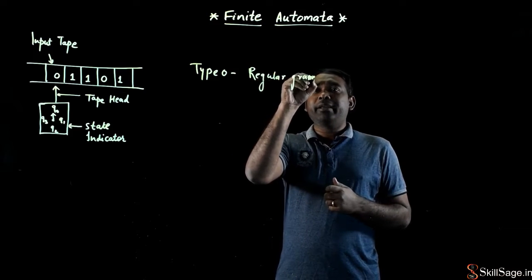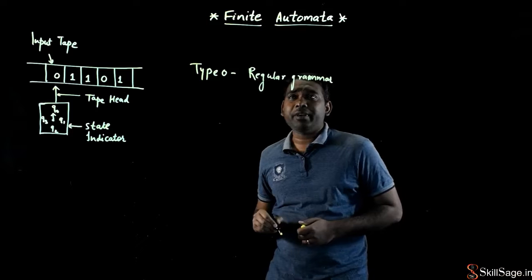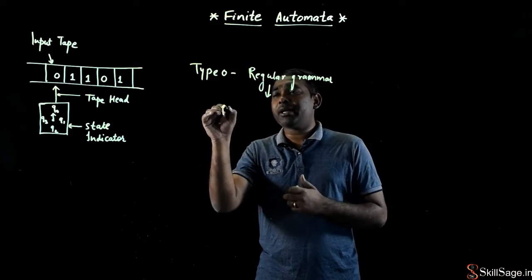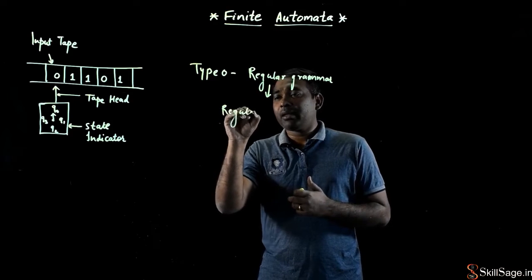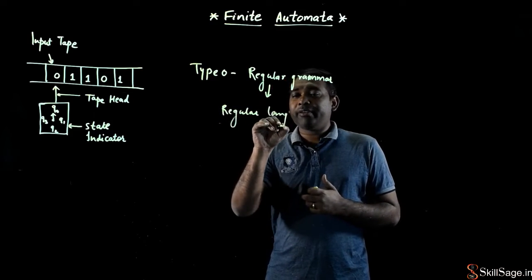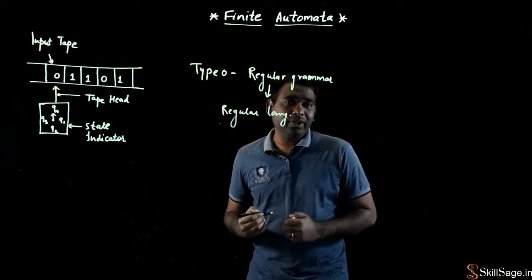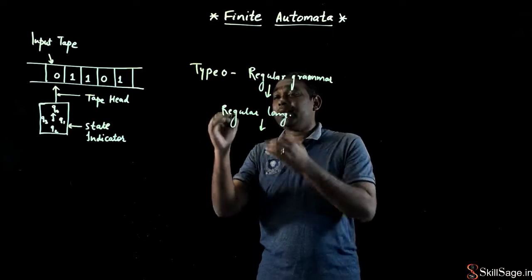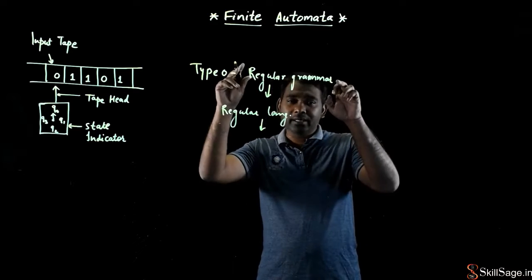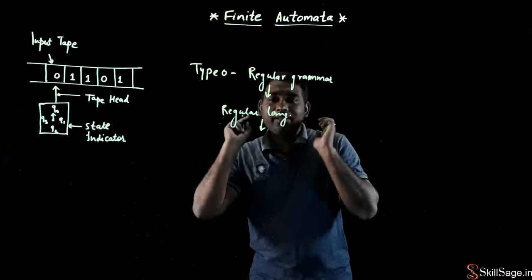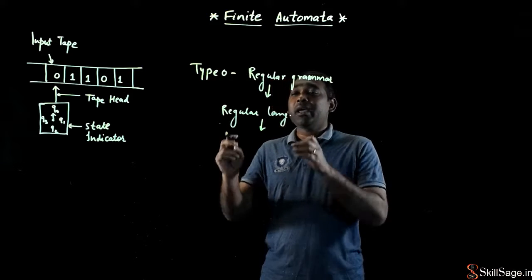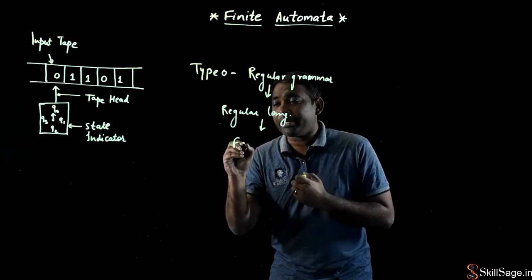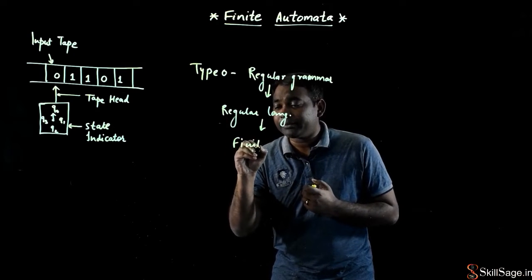And as you know, every grammar generates a language. So this regular grammar also generates a language, known as a regular language. And for the language generated by this, we have a finite automata, and this finite automata is a language acceptor, right? This is a regular grammar which will generate a language called a regular language. And for the language generated by this grammar, we have an acceptor called a finite automata.